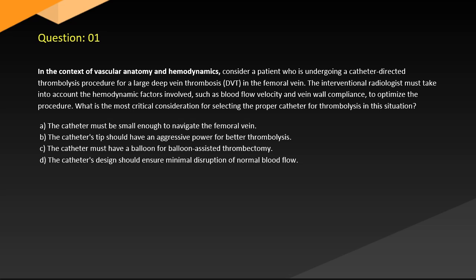Thrombolysis in this situation: A. The catheter must be small enough to navigate the femoral vein. B. The catheter's tip should have an aggressive power for better thrombolysis. C. The catheter must have a balloon for balloon-assisted thrombectomy. D. The catheter's design should ensure minimal disruption of normal blood flow.